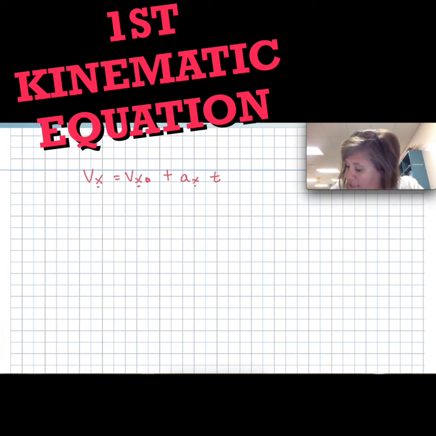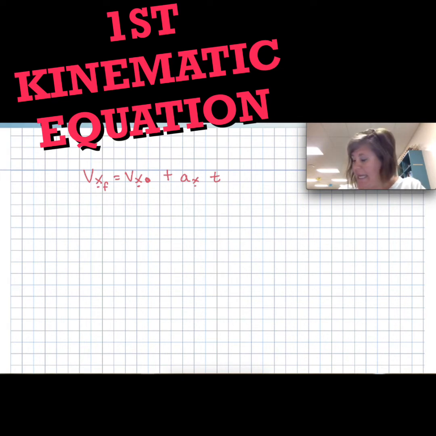The x naught, the Vx naught, that's the initial horizontal velocity. And then sometimes I will write an F here, that just stands for final velocity, okay? So we're talking about uniform acceleration, and this is our first kinematic equation. And where does it come from?